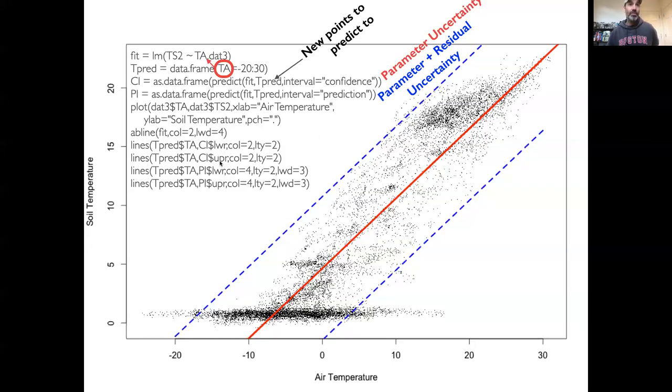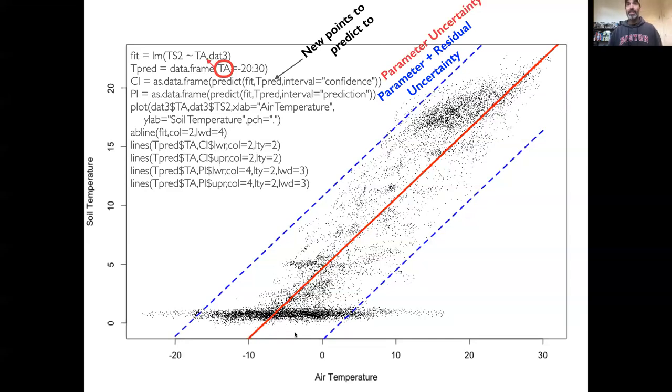So within the confidence interval object, there's a column lwr for the lower confidence interval and upr for the upper confidence interval. And these are calculated matching these specific data points in the predictive data set. So I'm using the air temperature that I want to use to make predictions and the lower confidence interval and then the upper confidence interval. I'm again drawing these in red and I'm setting the line type to 2 to make them dashed.